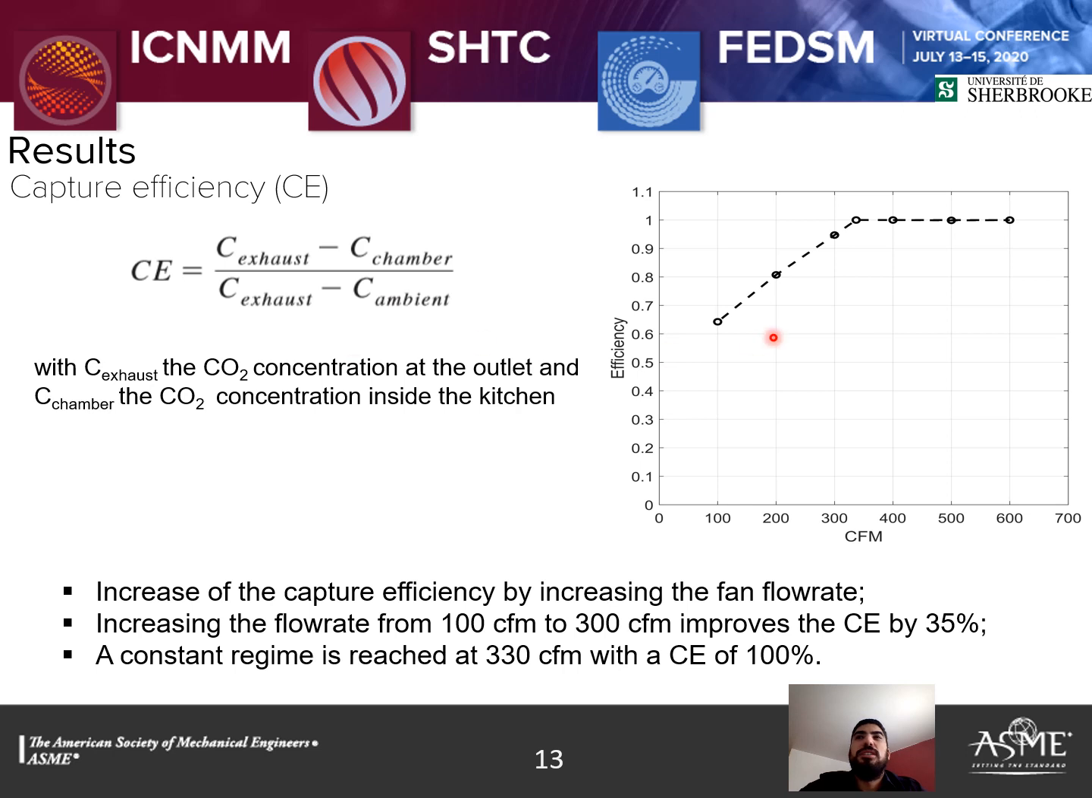So what we can see here is an increase of the capture efficiency with increasing fan flow rate. The increase from 100 CFM to 300 CFM improves the capture efficiency by around 35%. After 300 CFM, we reach a constant regime where 100% capture efficiency is recorded.